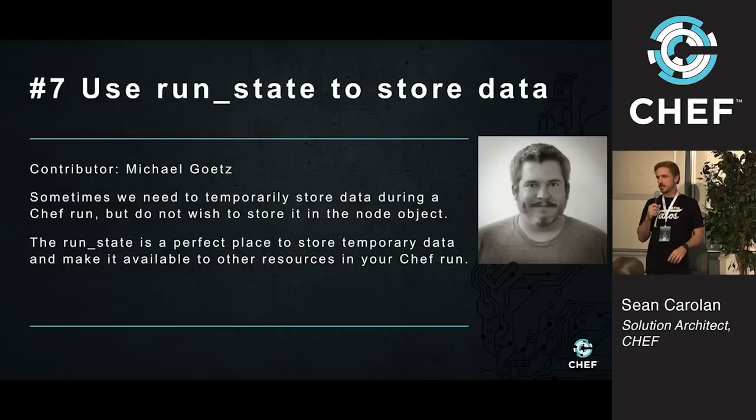There is a run state, the node.run_state, that you can actually attach pieces of data to and then pass them on to other resources later in the chef run. Very powerful thing to know. So learn how to use node run state. In the gist for this, I have a link to some examples of how you might do that. So that's a great tip.